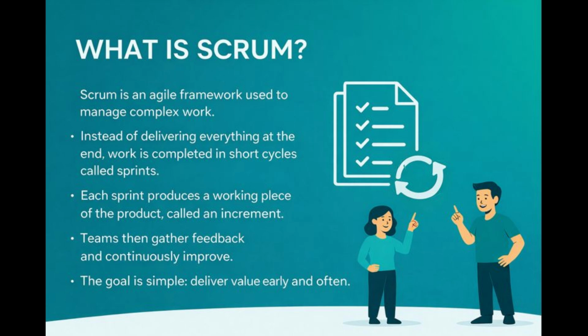Instead of delivering everything at the end, work is completed in short cycles called sprints. Each sprint produces a working piece of the product, called an increment. Teams then gather feedback and continuously improve. The goal is simple: deliver value early and often.